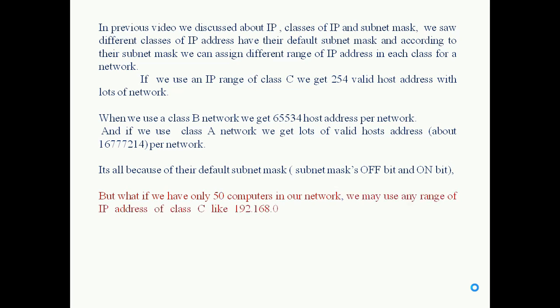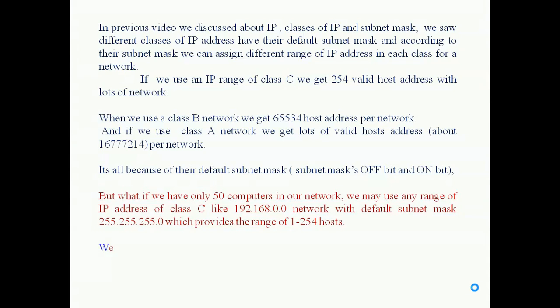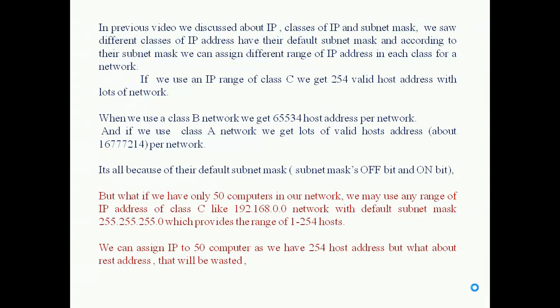But what if we have only 50 computers in our network? We may use any range of IP address of class C, like the 192.168.0.0 network with the default subnet mask 255.255.255.0, which provides the range of 1 to 254 hosts. So we can easily assign IP addresses to 50 computers from this range. But what about the IP addresses which are not assigned, that is about 204 IPs, which will be wasted altogether.